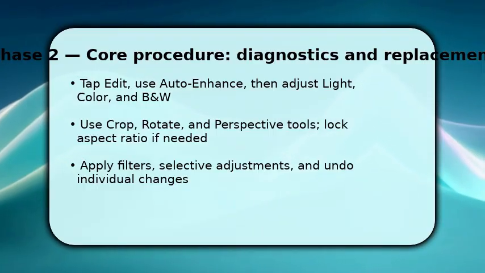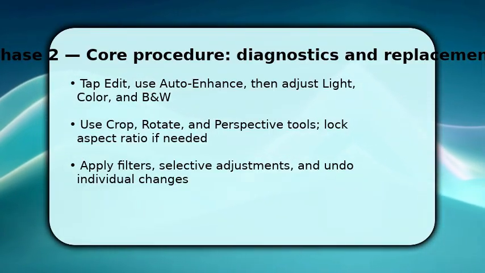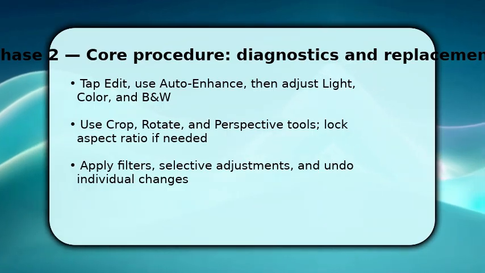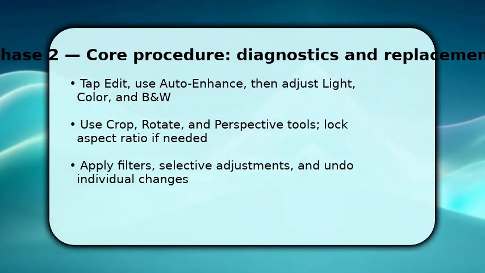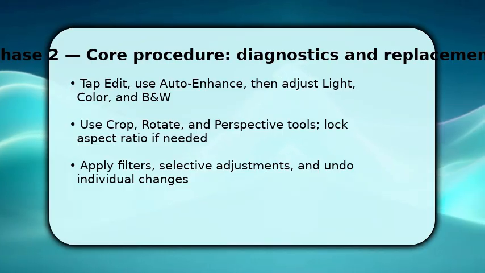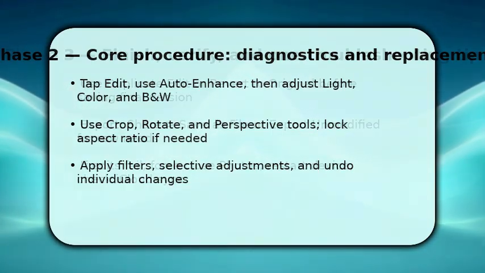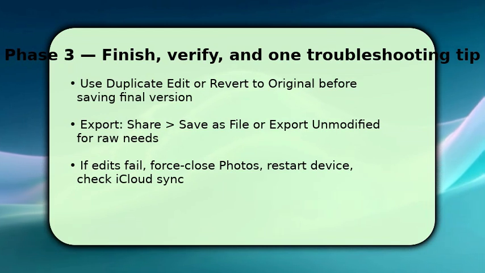For advanced fixes, use selective adjustments to target exposure or color in a small area. Make changes progressively, because you can undo individual edits, so experiment without fear. You finish by choosing Save or Duplicate Edit so the original stays intact.